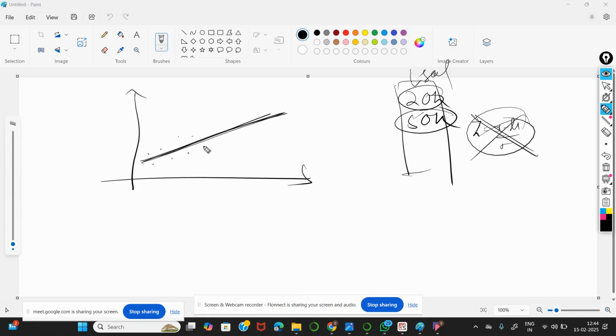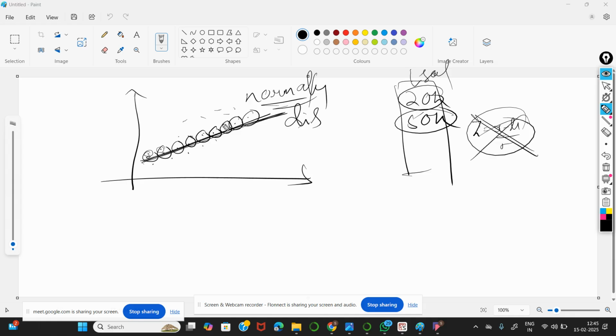Your job as a user is to observe whether these points are lying over the line or not. If all the points lie on the line, and there is no deviation, that means your data is normally distributed. You can tell that yes, my data is normally distributed.